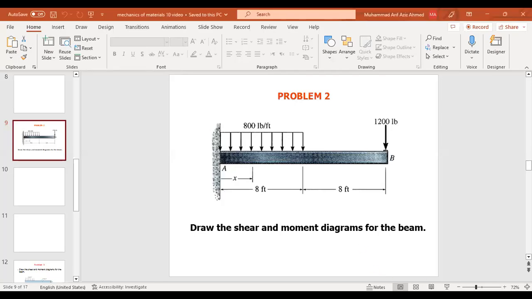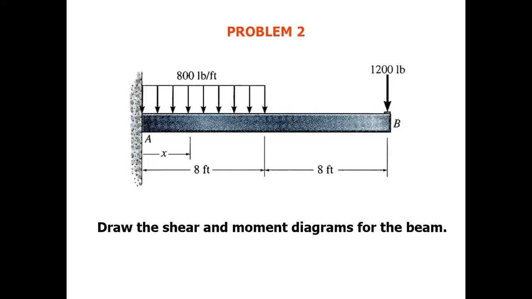So start with problem number 2. In this problem, we have to draw the shear force and bending moment diagram. There is a beam which has a span A to B. The total length of the span is 16 feet.